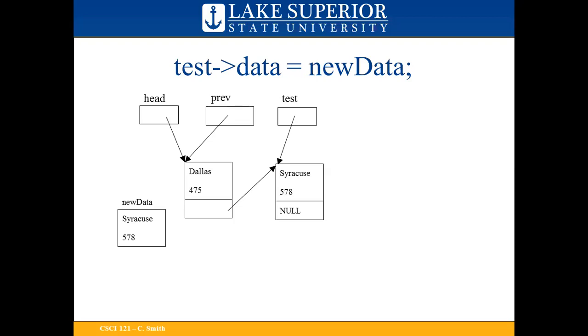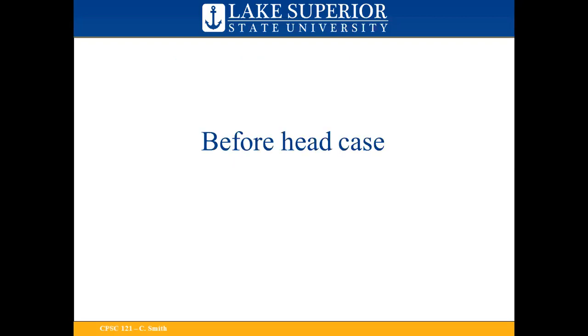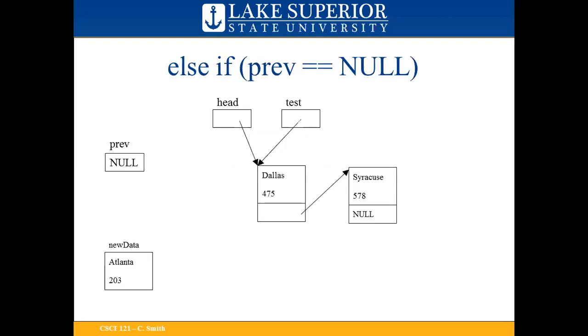The next one is the before the head case. So the before the head case falls into the else of the if test is equal to null. And so the else asks if prev is equal to null. If prev is indeed equal to null, then we are inserting before anything else in the list. And that's the case when we want to insert Atlanta, because Atlanta is alphabetically before Dallas. So the while loop doesn't run at all. We end up with prev equaling null.